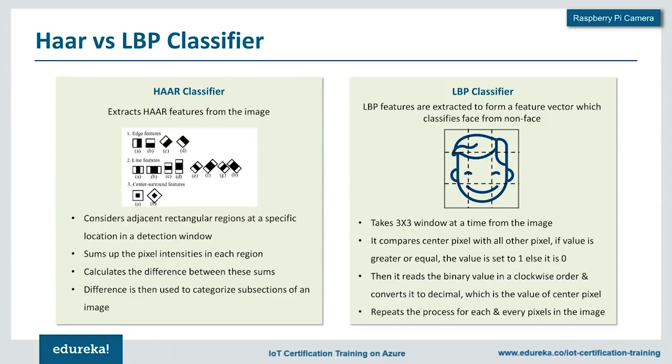Now, when it comes to the LBP section, here it creates a 3x3 window on the image. Then it starts comparing the center pixel with all the other pixels, setting each to 1 or 0 depending on whether it is greater than or equal to the center value. Then it reads the binary value in a counterclockwise order and converts it to decimal, which becomes the center value of the pixel. This process is repeated one after the other, and you have an easier, smarter solution.